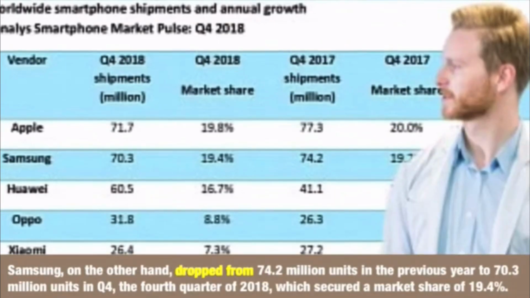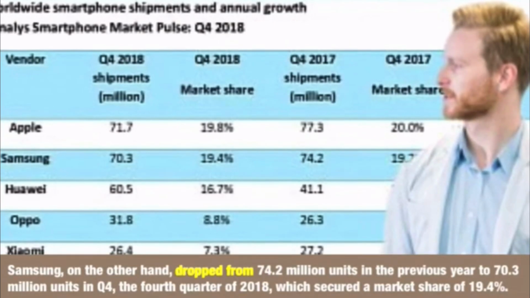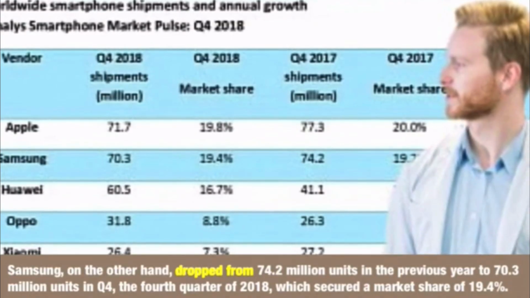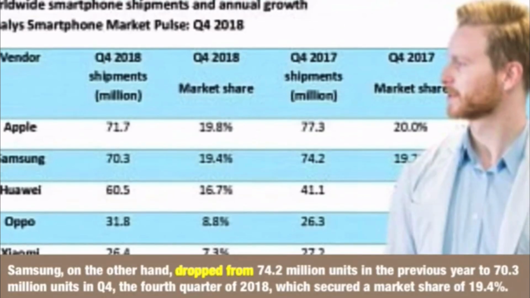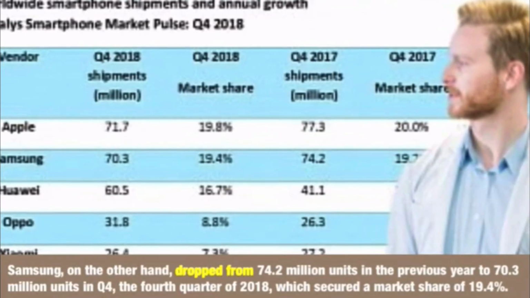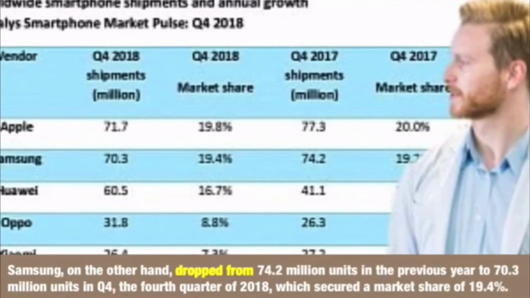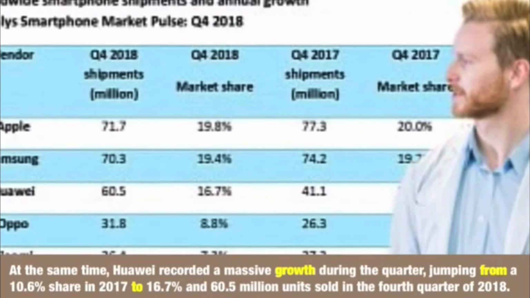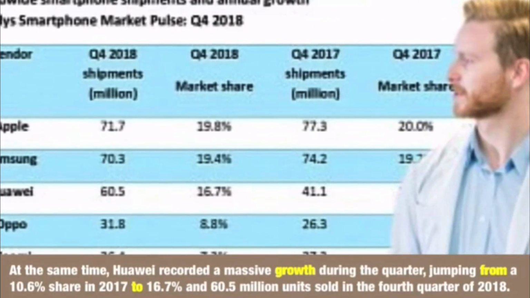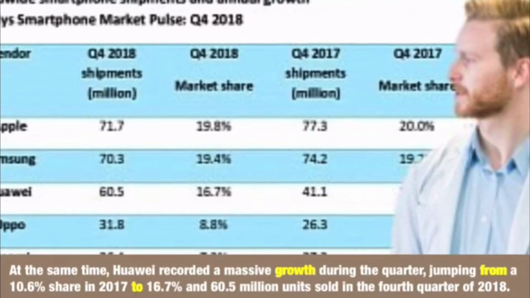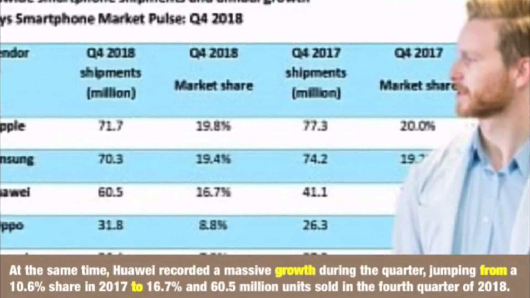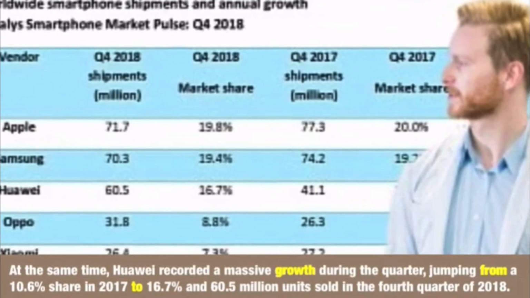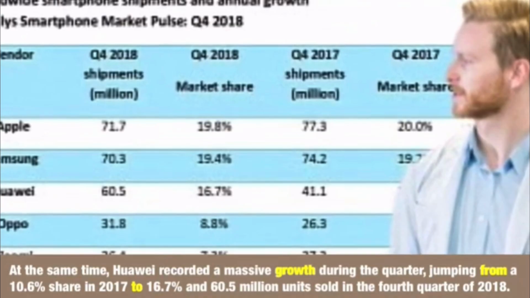Samsung, on the other hand, dropped from 74.2 million units in the previous year to 70.3 million units in Q4, the fourth quarter of 2018, which secured a market share of 19.4%. At the same time, Huawei recorded a massive growth during the quarter, jumping from a 10.6% share in 2017 to 16.7% and 60.5 million units sold in the fourth quarter of 2018.